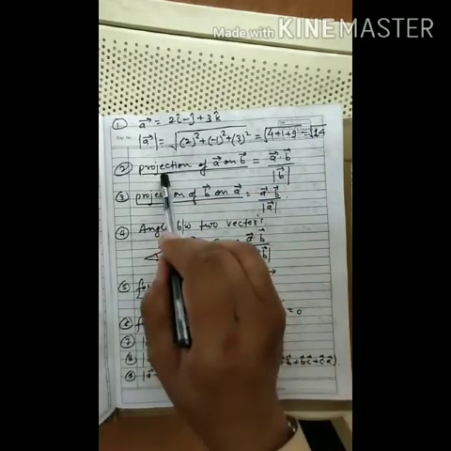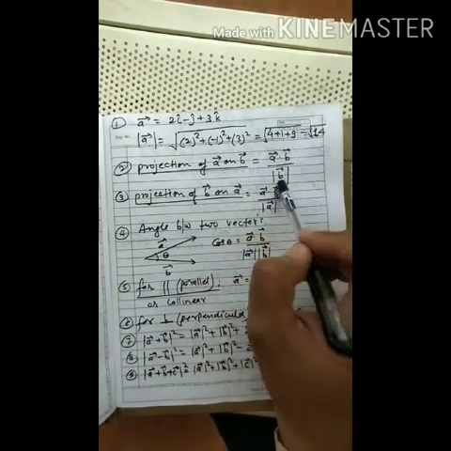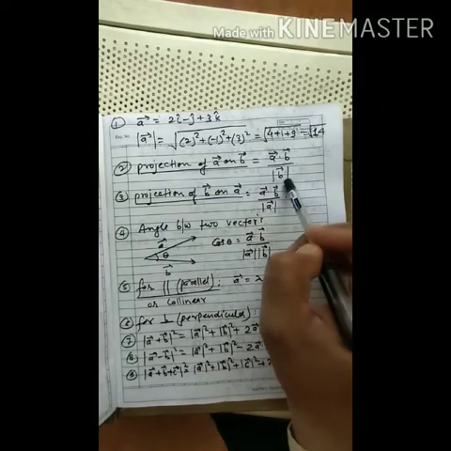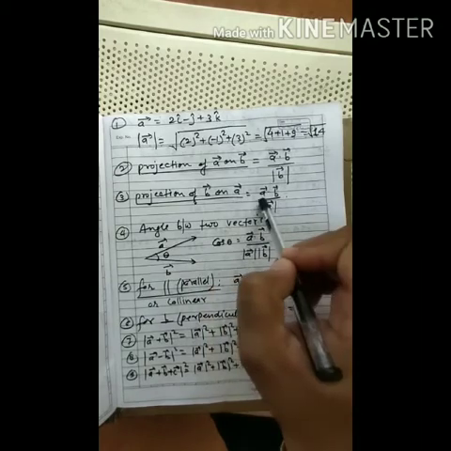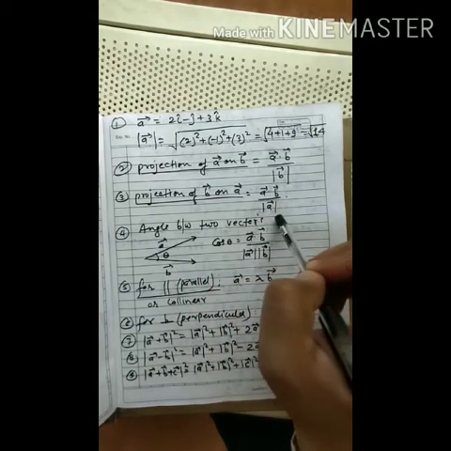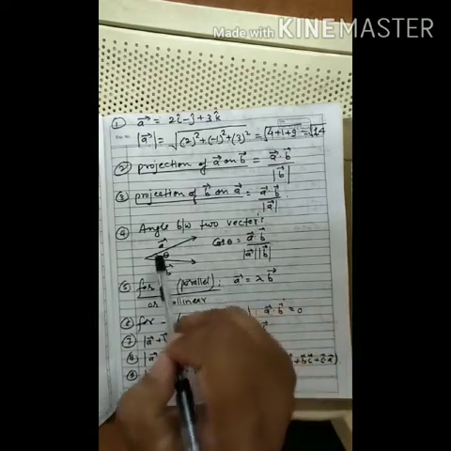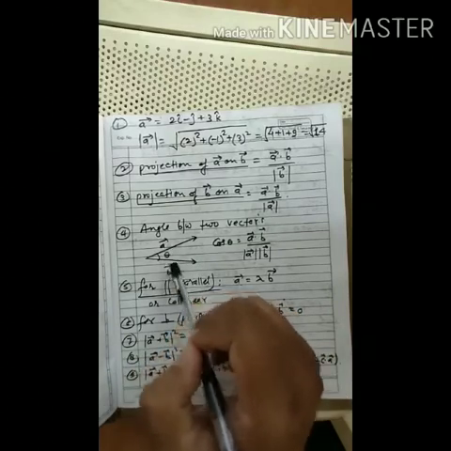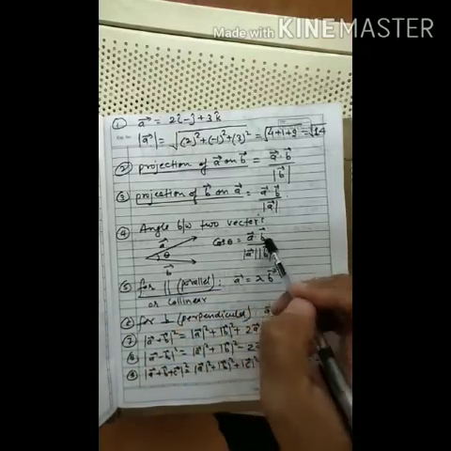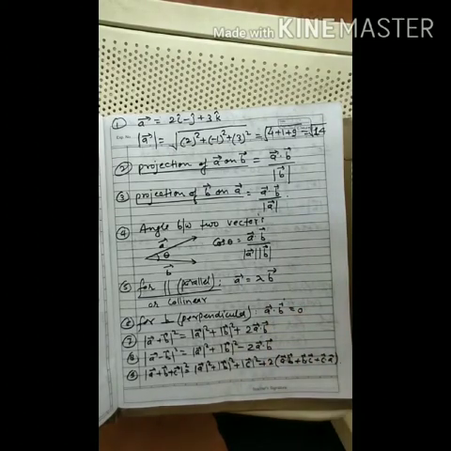Next formula, projection of vector A on vector B, that is A dot B upon magnitude of B. Okay. Similarly, projection of vector B on vector A, this will be A vector dot B vector upon magnitude of A. Now next topic is angle between two vectors. So these are the two vectors which are inclined at angle theta. So angle between two vectors is given by cos theta equal to A dot B upon magnitude of A into magnitude of B.